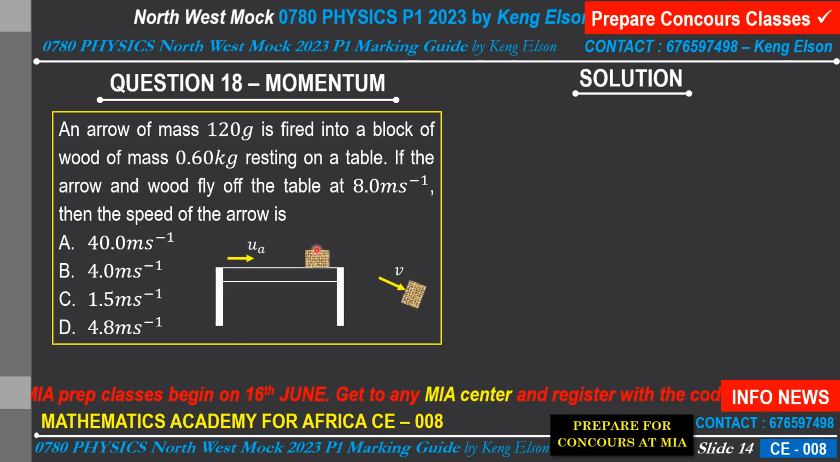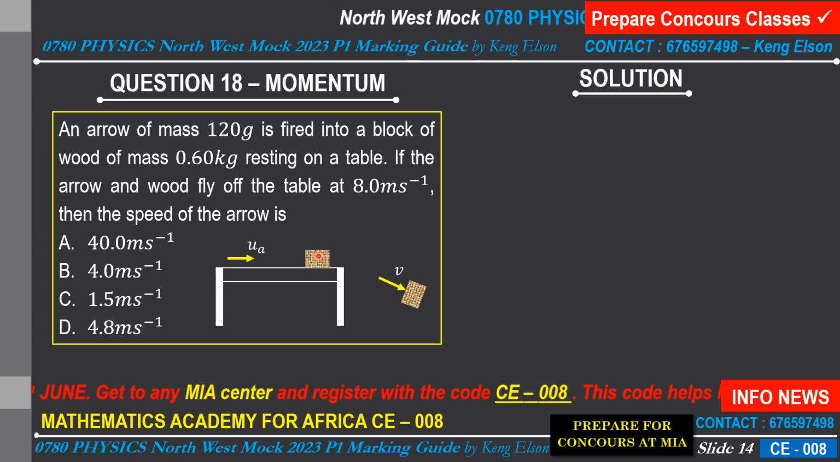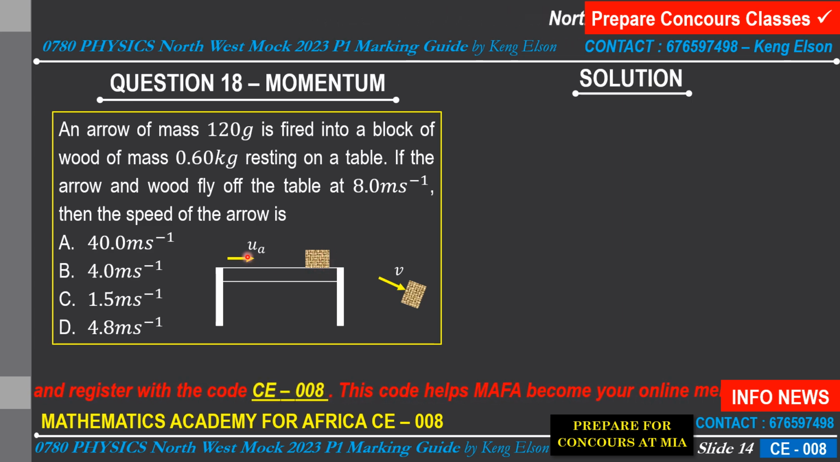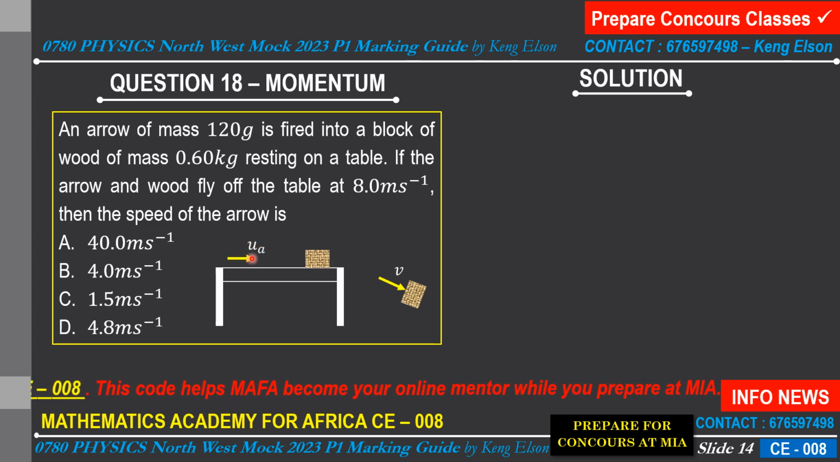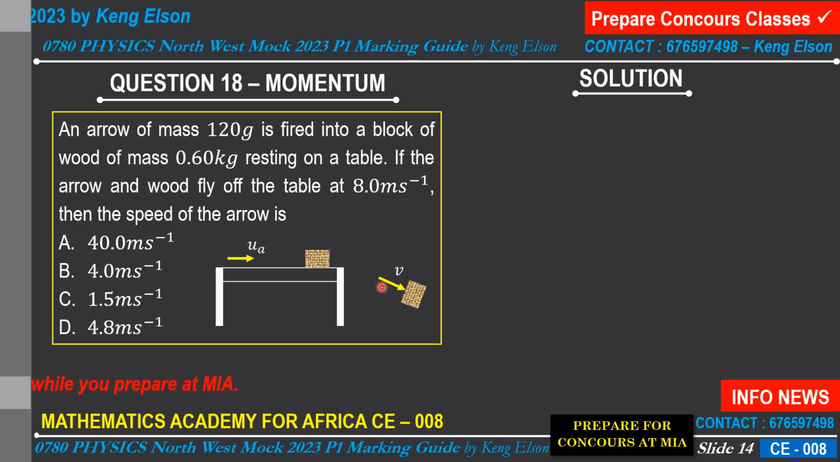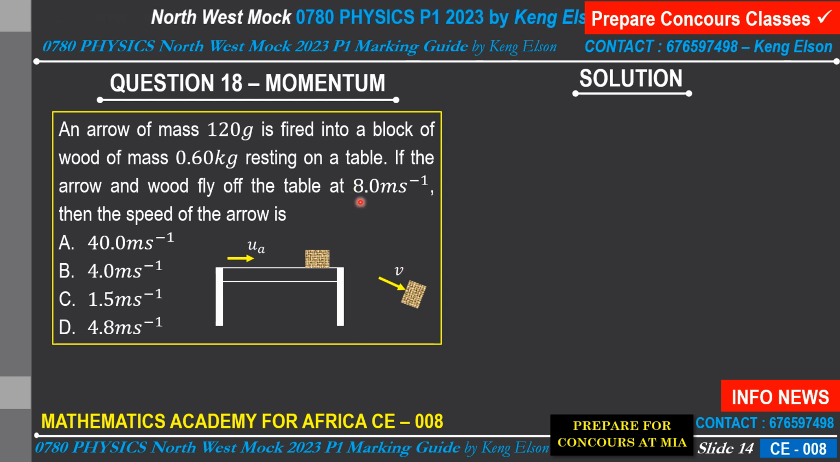So we have a table, we have the wood of mass 0.06 kilograms, we have the arrow moving with an initial speed of UA. Now they move together after collision with a common velocity of 8.0 meters per second.